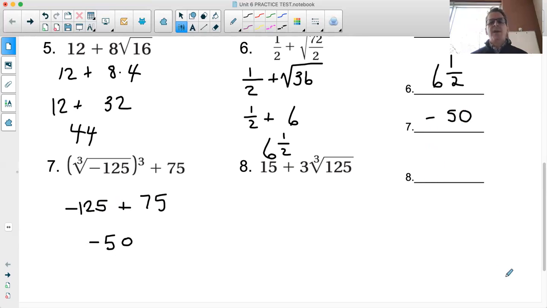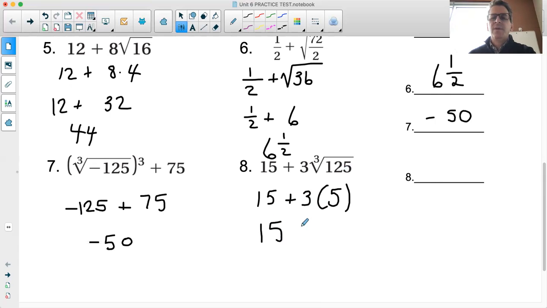Number 8, 15 plus 3 times the cube root of 125. Okay, so again, we have a perfect cube here in 125. What number, when you multiply it 3 times in a row, gets you 125? That number is 5. So again, you're looking for that number multiplied by itself, then by itself again. 5 times 5 is 25. 25 times 5 is 125. 15 plus 3 times 5 is 15. And your answer for number 8 is 30.